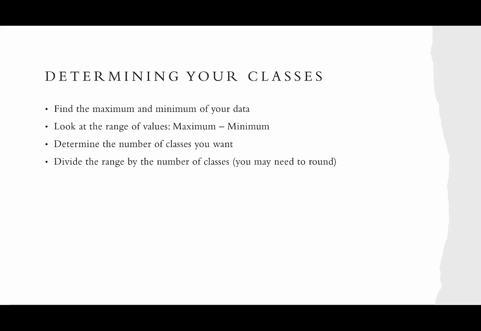To help determine our classes and the class width, we want to start by finding the maximum and minimum values of the data. Then we can look at the range of the data, which is the maximum minus the minimum data value. Then we'll determine the number of classes you want, and sometimes you're told what you want, so you won't have to think about that. Then you'll divide the range by the number of classes.